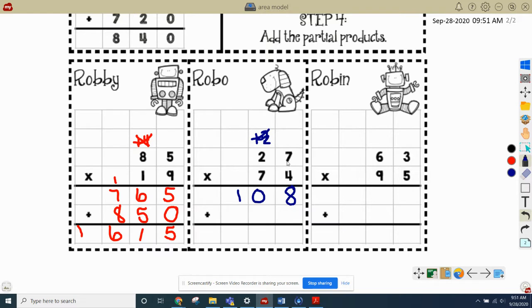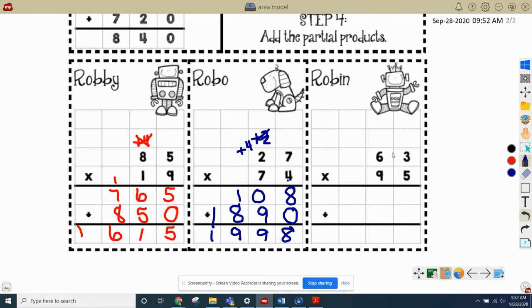And now I'm going to do 27 times 7, but it's really 70, so I have to put a placeholder 0. 7 times 7 is 49. Put a 9, carry a plus 4. 2 times 7 is 14, plus 4 is 18. And these are still our partial products. We're going to add them together.